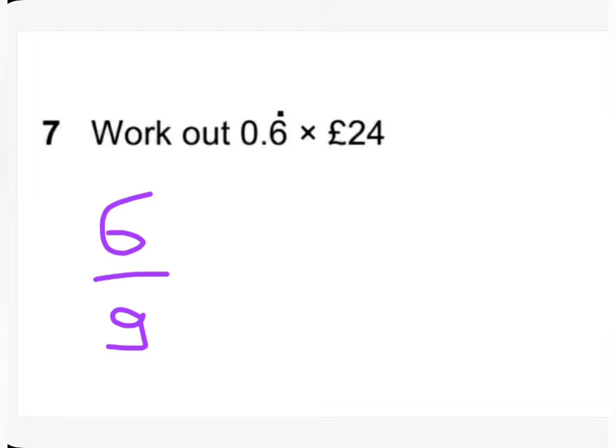So if it's one dot, you put 9. If it's two dots, you put 99. If it's 3, you put 999. Very good. And whatever the number after the decimal point, which is recurring, you put it on the top of the fraction. That's it. And then we multiply it by 24 pounds to get the answer.